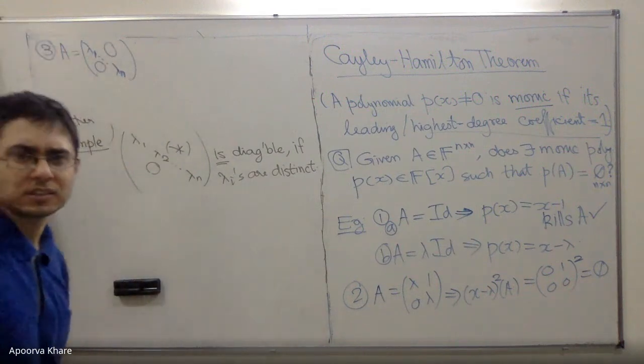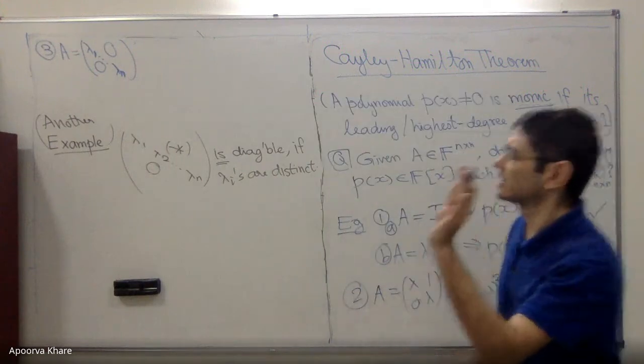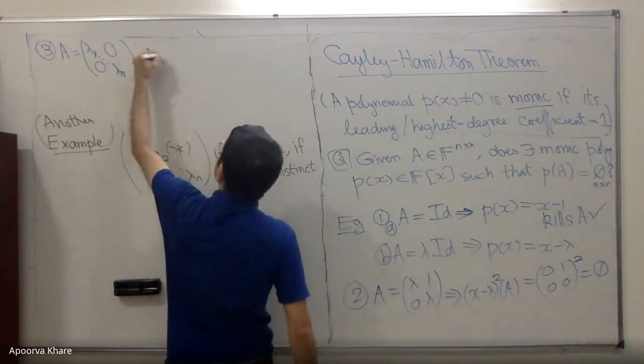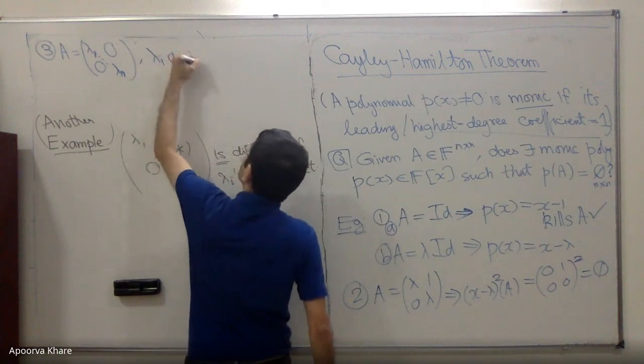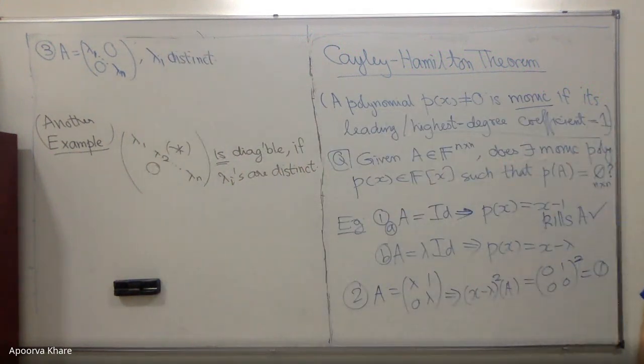Actually, I don't even need distinct eigenvalues, right? So let me look at this matrix. Well, let's say this thing, lambda I distinct. Now can we find the polynomial?